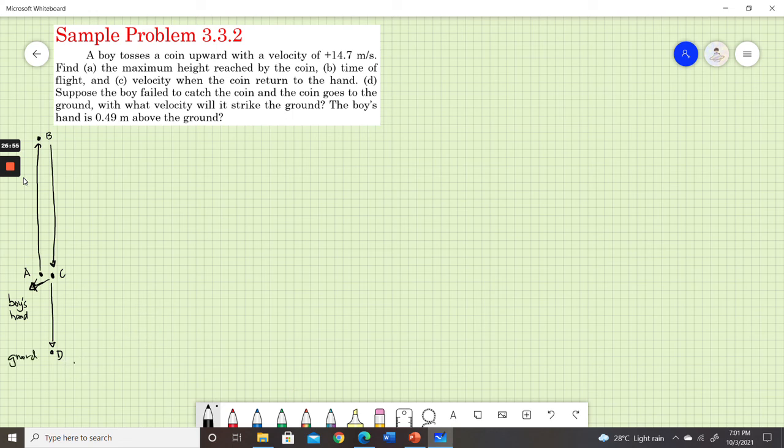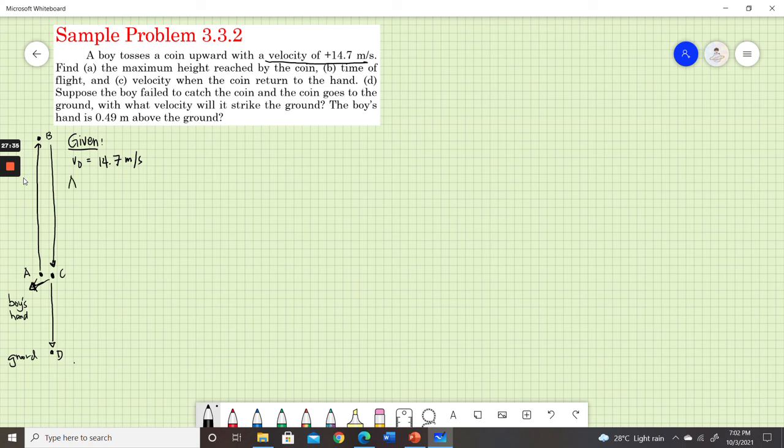Okay, so I kind of drew what is happening. Now let's try and solve this. Let's first write our given. What's our given in this problem? The boy tosses a coin upward with a velocity of 14.7 meters per second. What that means is that the initial velocity given to the coin is positive 14.7 meters per second. Again, it's positive because it's going up, right? So that's all our given.